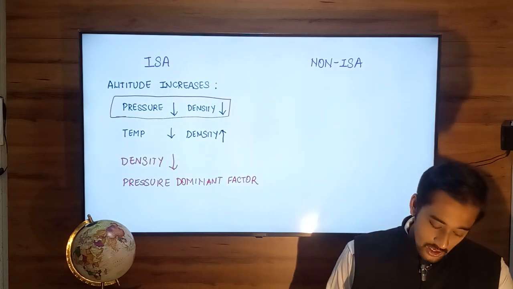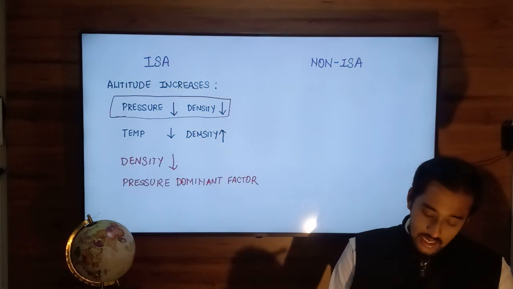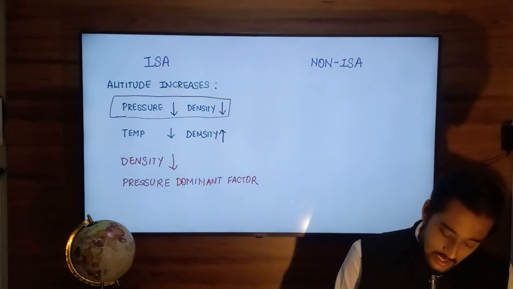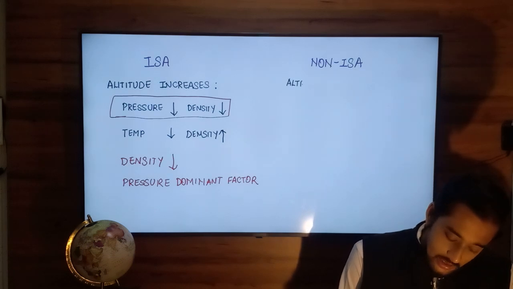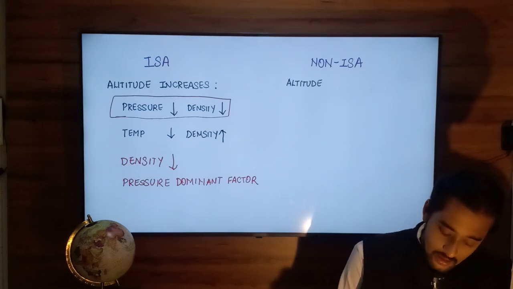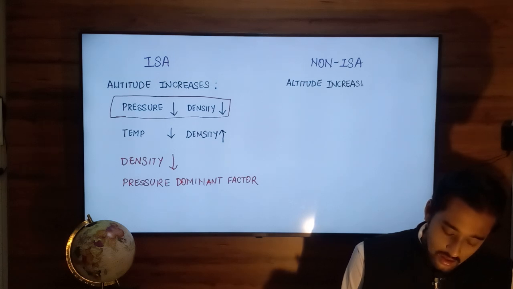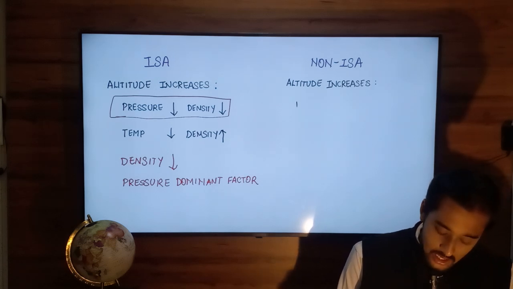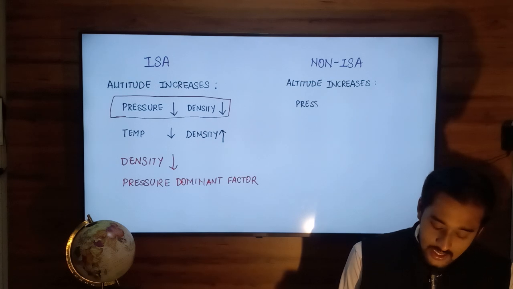Now let's take the example of non-ISA conditions. In non-ISA atmospheric conditions, same thing. With increase in altitude, pressure decreases, that's for sure.